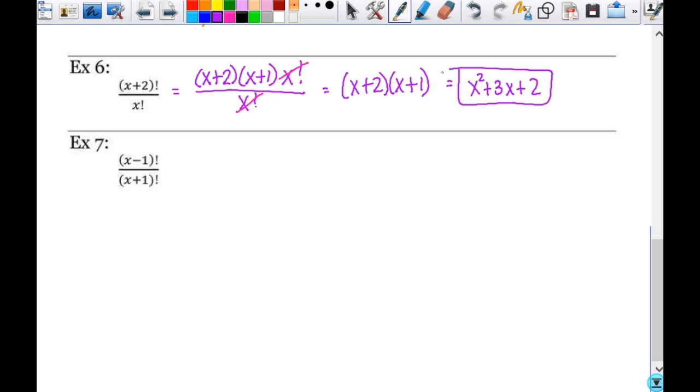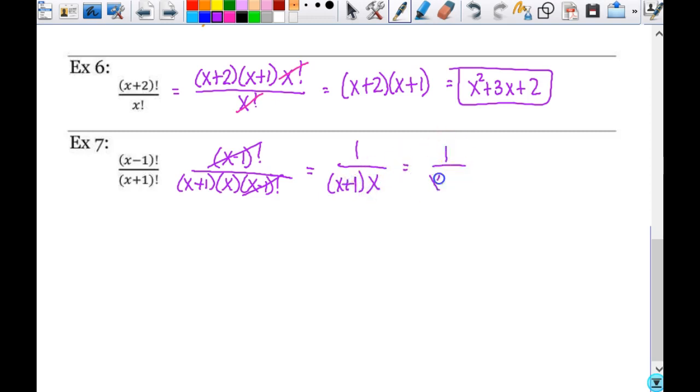On this one, which one's bigger? The denominator, right? So the numerator stays x minus 1. Denominator becomes x plus 1 times what? X times x minus 1. Now that matches, because I have no idea what x is. Those cancel out. So does it just leave me with x plus 1 times x? 1 over x plus 1 times x, which is 1 over x squared plus x. Okay, everybody okay with that? Can handle that? All right.